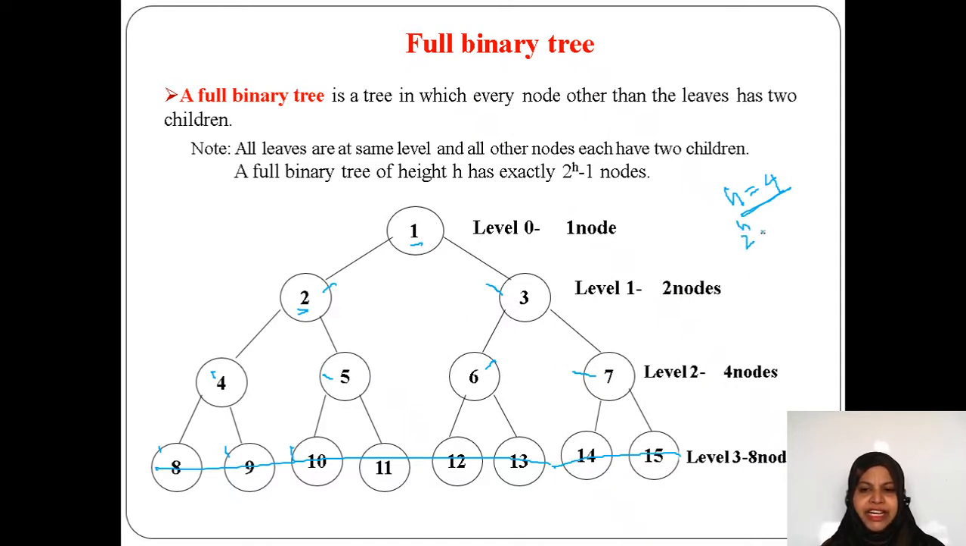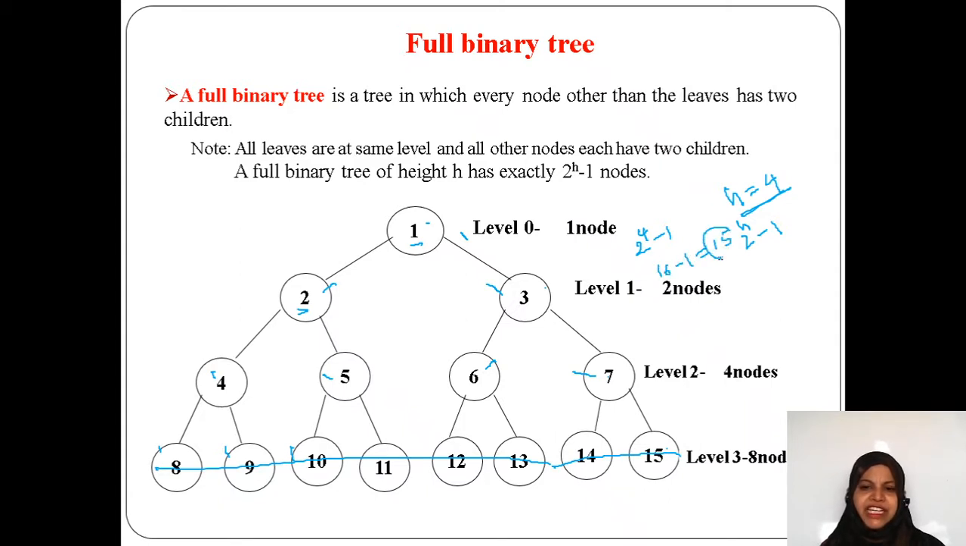That is 2 power h minus 1. See here for this one, what is the height here? Here the height is 1, 2, 3, 4. So the height is 4. So 2 power 4 minus 1. 2 power 4 means 2 to the 4: 4, 8, 16. 16 minus 1 is 15.